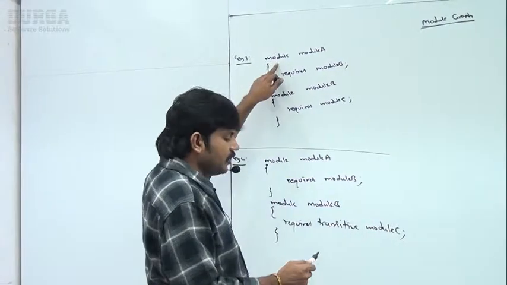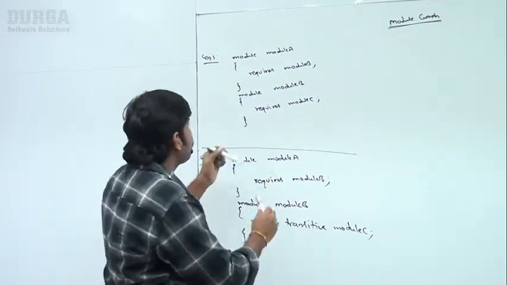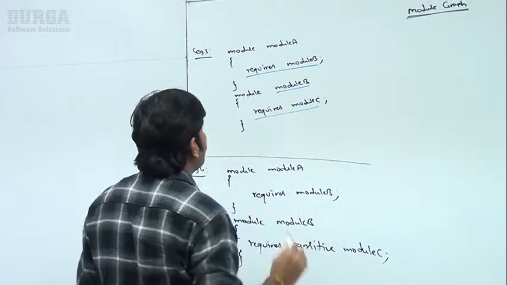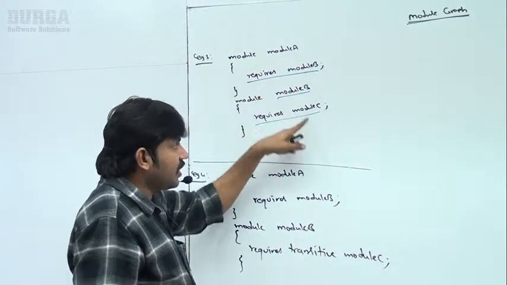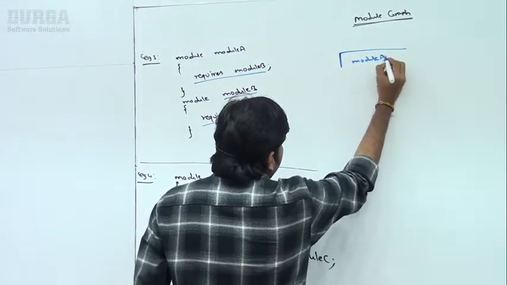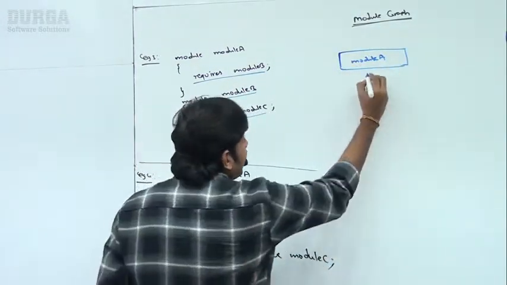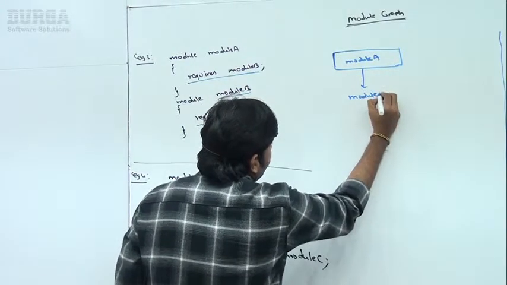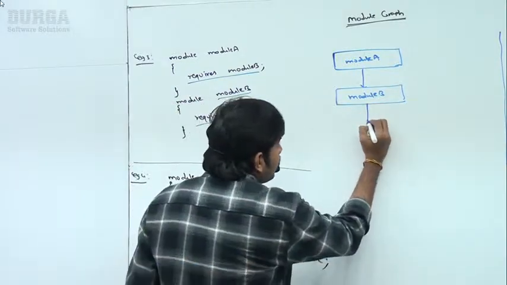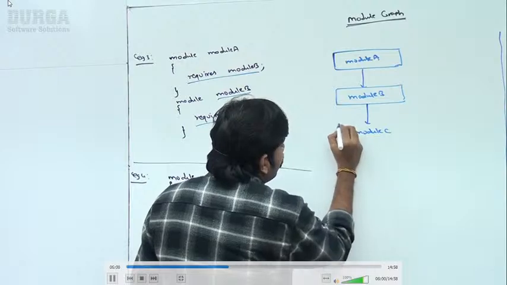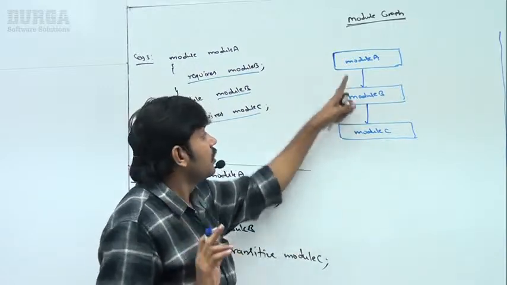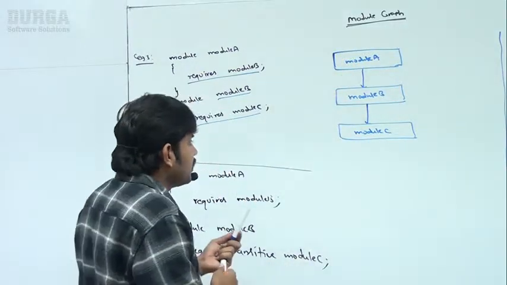Observe that here. Module A requires module B. Module B requires module C. Module A requires B, B requires C. What is the corresponding module graph? Module A requires module B, and module B requires module C. So C is available to B, and B is available to A. In this case, module C is not available to module A. Remember that, okay? It is not transitive.